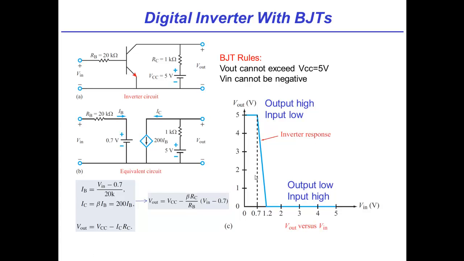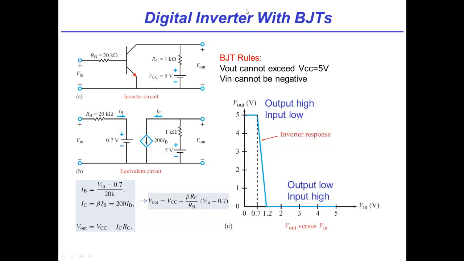All right. So for very large V-ins, we have massive amounts of IB, because you've got, let's say, 5 volts in. You have 5 minus 0.7 divided by 20K. When you multiply that by 200, you'd have a huge voltage drop across this 1K resistor, which in turn ought to pull this negative, which isn't allowed. So the output voltage cannot exceed 5 volts because that's set by the battery, and it cannot drop below 0 because, again, that's set by the battery. So the circuit only works within those bounds.